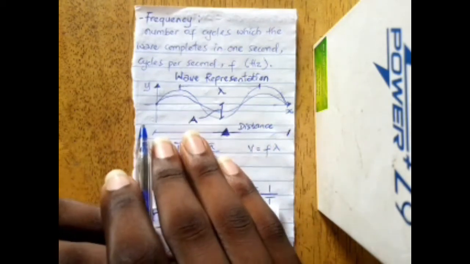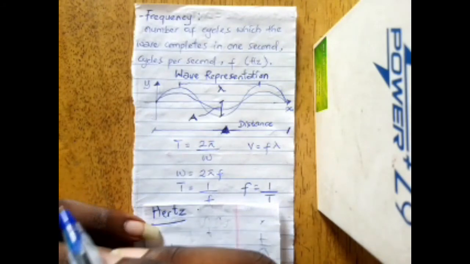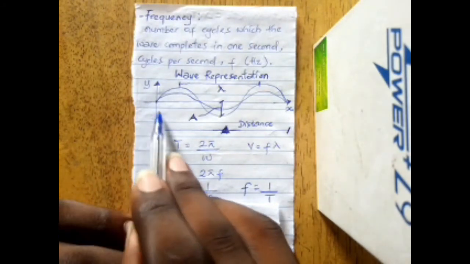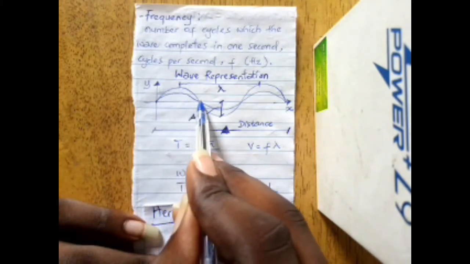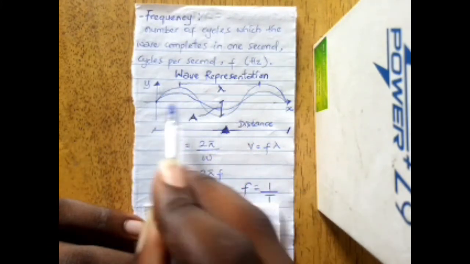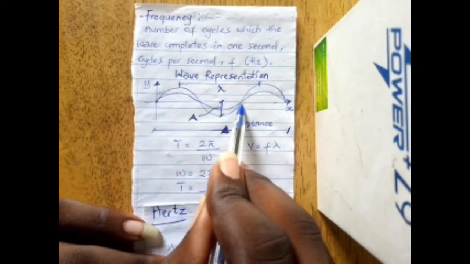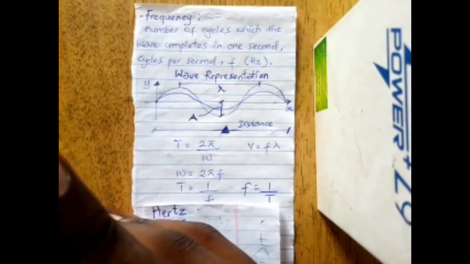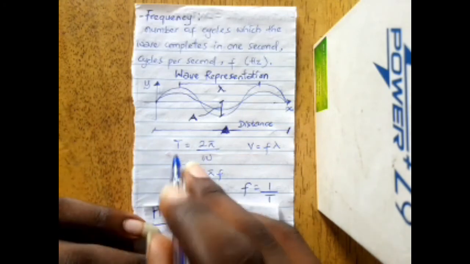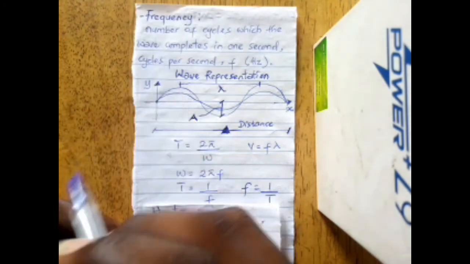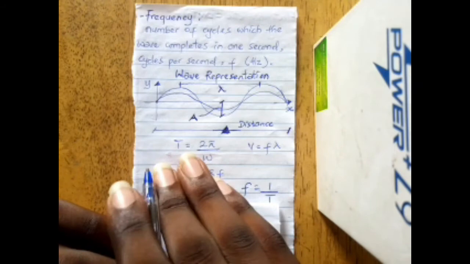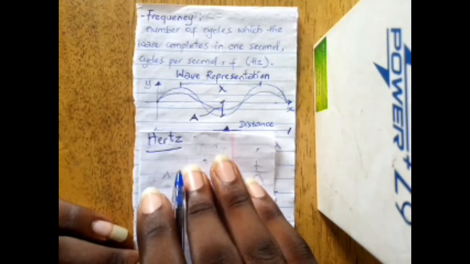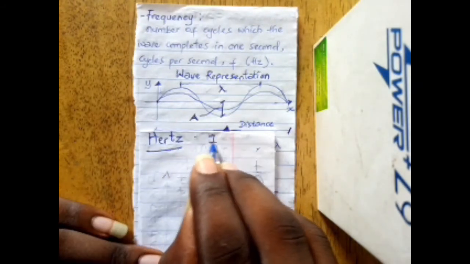For period, we said the time taken to complete one oscillation. And an oscillation is two vibrations. Vibration 1, vibration 2. From here to here is an oscillation. The time taken to complete one oscillation is the period T. Frequency is the number of cycles per second, the number of oscillations you complete in 1 second. So period is the time taken to complete one cycle.